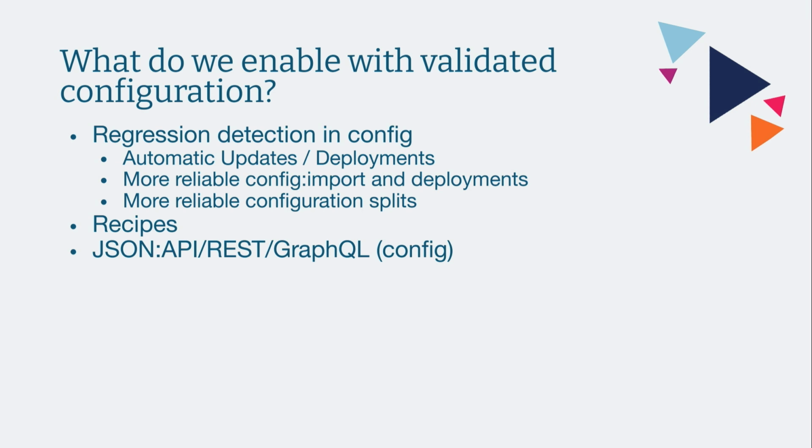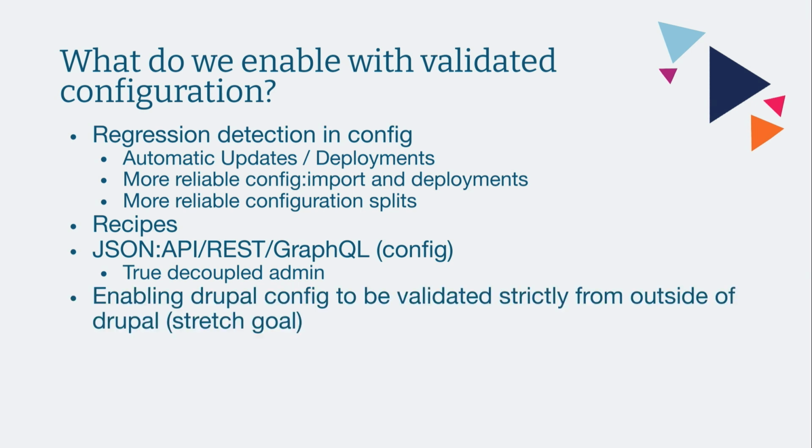If Experience Builder version 2 or phase 2 or whatever they want to call it, if that wants us to update views through the new Experience Builder stuff, it's probably going to go over JSON API or over REST. This validation that we're adding now will enable that to work without breaking sites. This will lead to a true decoupled admin. If that's something that we actually want, I'm not sure, but it's enabling this.